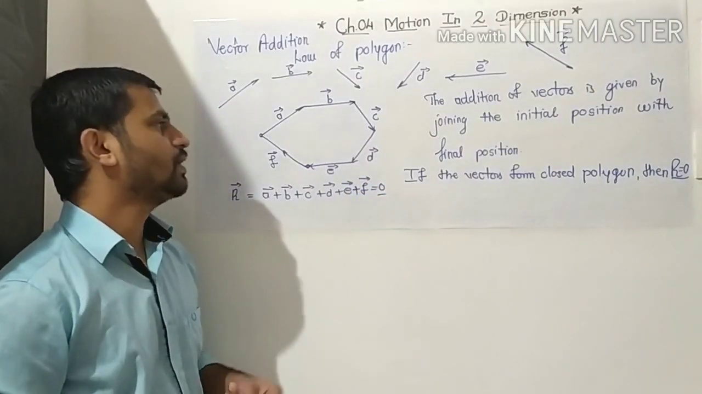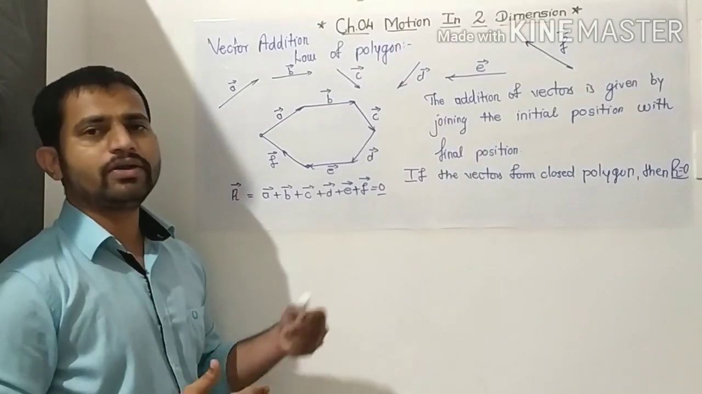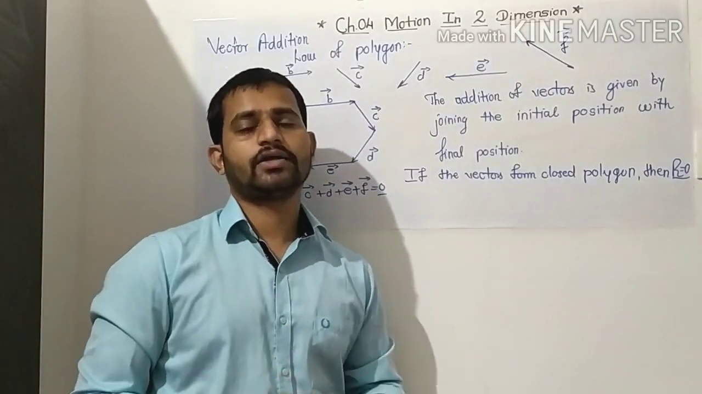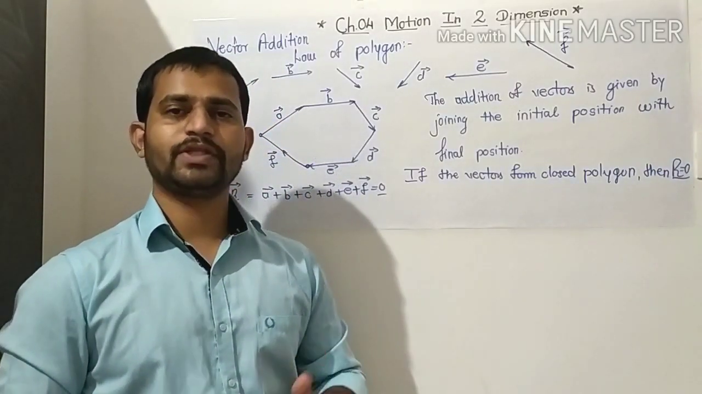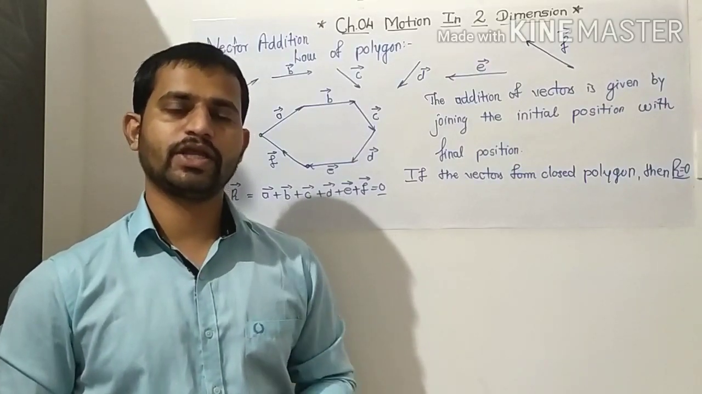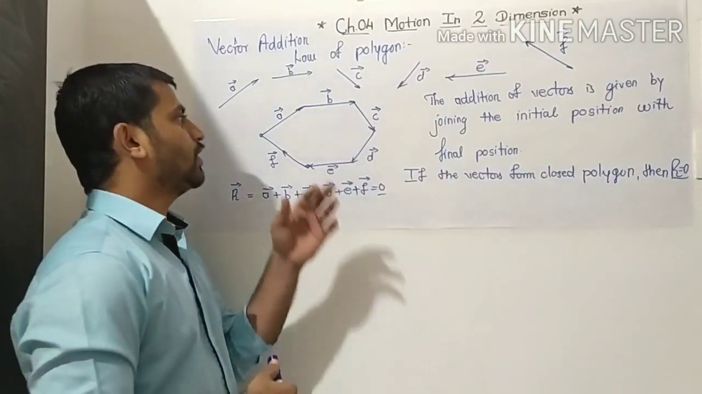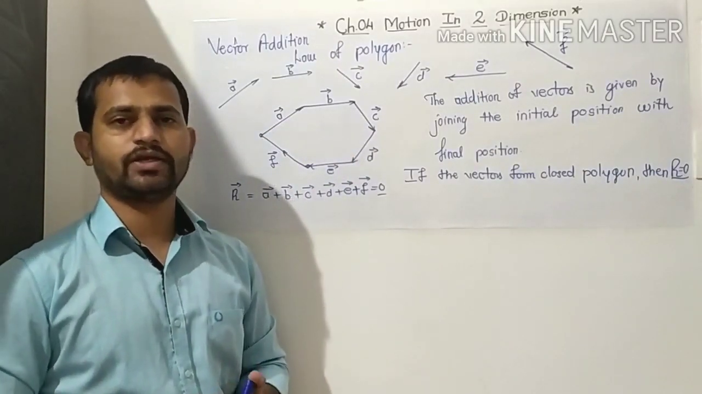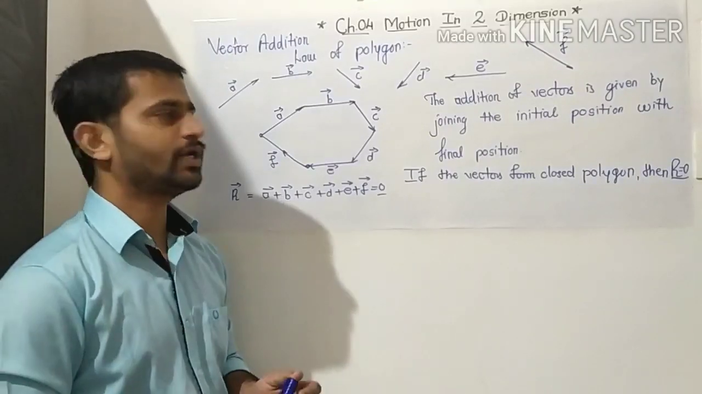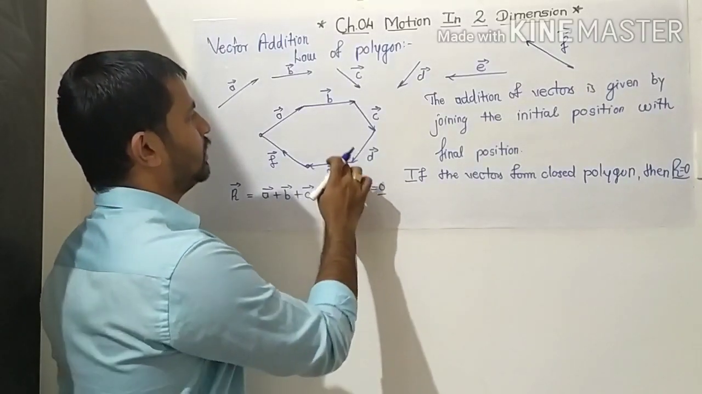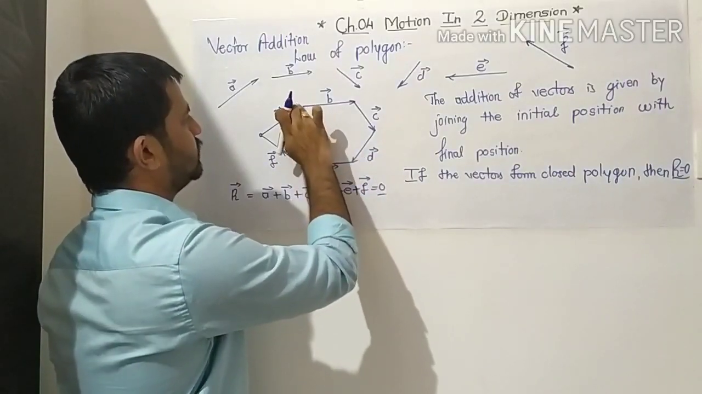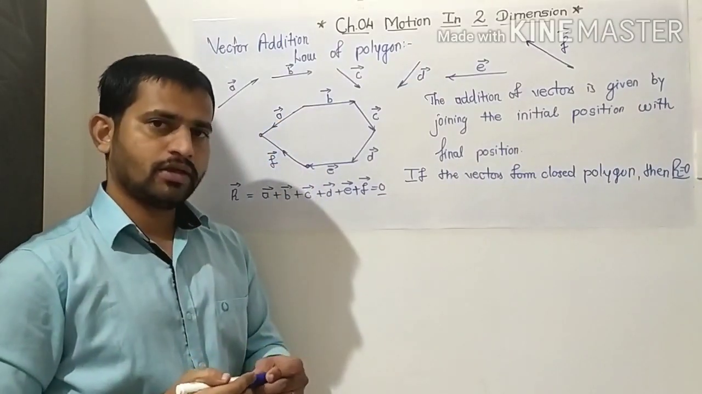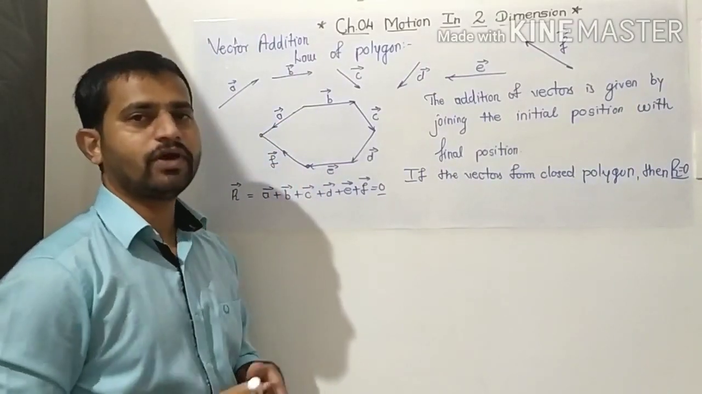But also, if we have all these vectors and if we change the direction of any one vector, then that vector will give us the value of the resultant. Okay, so if we have this closed polygon, and in that if we change the direction of any one vector, suppose we change the direction of this vector A. Okay, if we change the direction of this vector A, then look at this diagram carefully, what you will get.